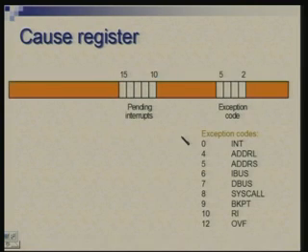The cause register has an exception code which indicates which kind of exception it is. There are various causes, I will not go into detail of all of those. Let me refer to some of those which I have already mentioned. This is overflow, this refers to an undefined instruction, this is a breakpoint, syscall is for OS service, INT is external interrupt, and these are related to memory errors. And here there is information about pending interrupts.